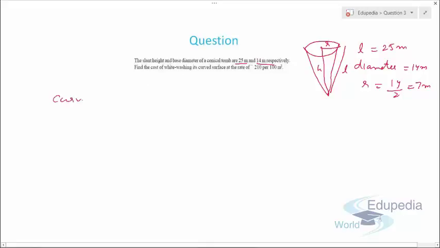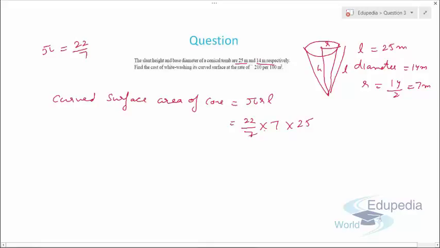So we can say that the curved surface area of cone is pi RL. Now pi value is not given, so we can take it as 22 by 7. So it is 22 by 7 into R is 7 and slant height is 25. So this and this will cancel. So this will come out to be 22 times 25 meter square, right?